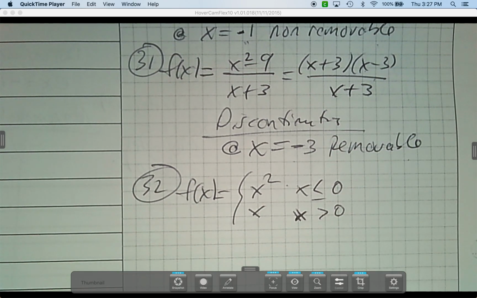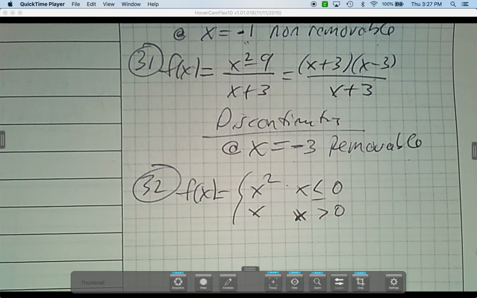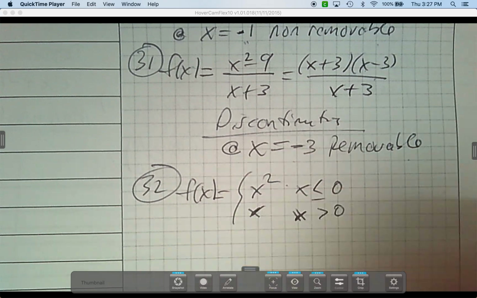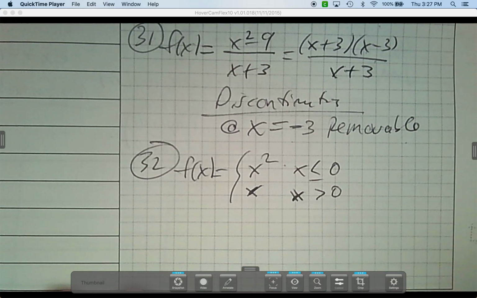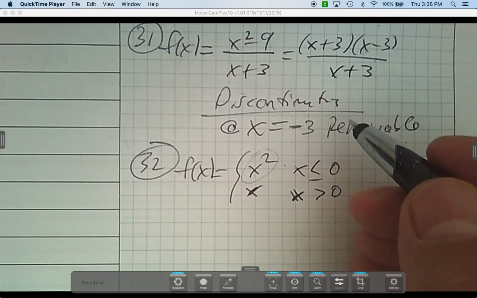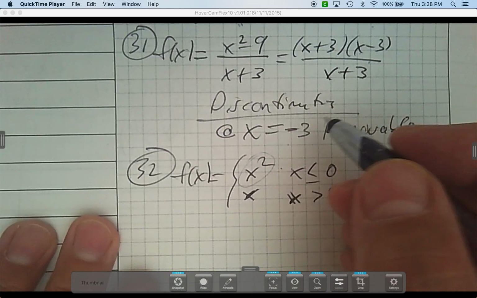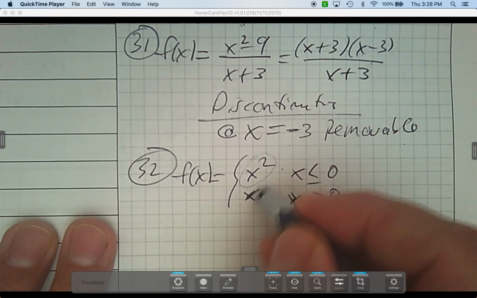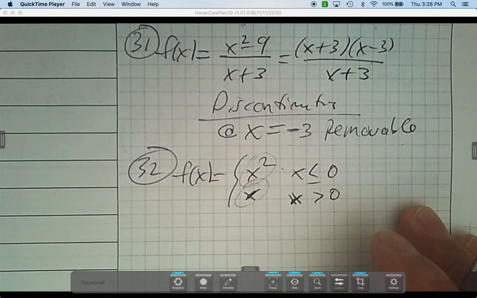32. So f at x equals, and then x squared and x. Where are the discontinuities? So first of all, I look at each piece separately. Just x squared. Is there anything there that makes that undefined? No, it's a parabola, it's continuous. Just look at x by itself. Is there anything there that makes it undefined? Nope, it's a line, it's continuous.